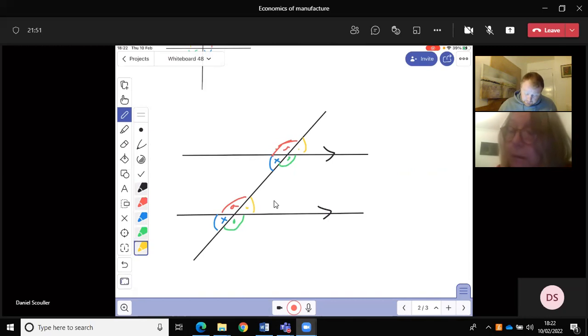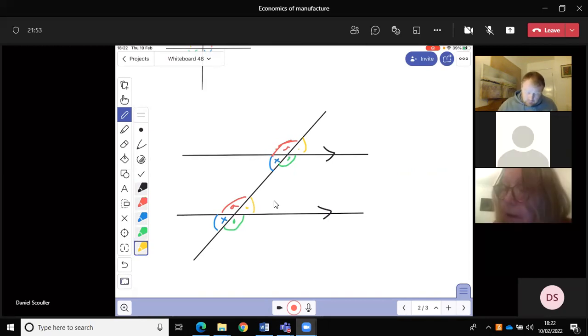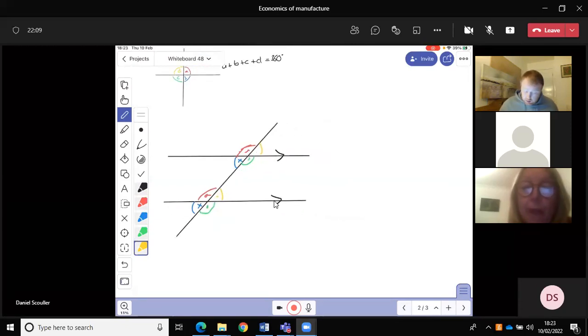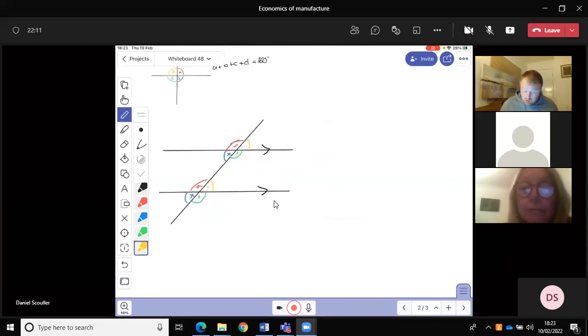See if those ones are the same, would the red and the green be the same and the blue and the yellow also be the same? Yes, good shout. So red and green are going to be the same, blue and yellow are going to be the same in that picture.